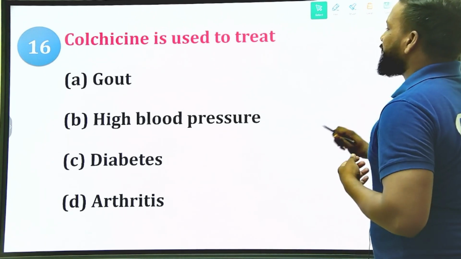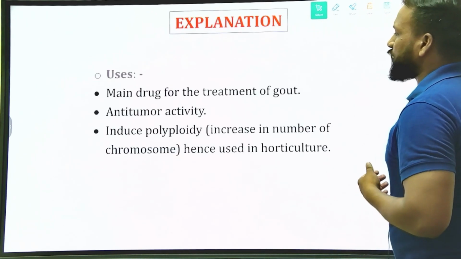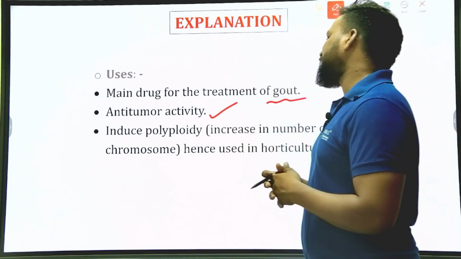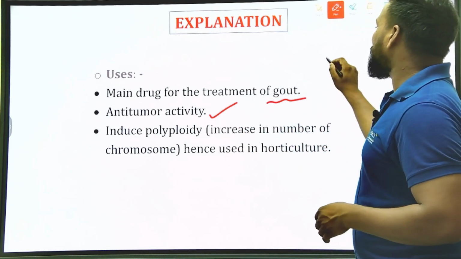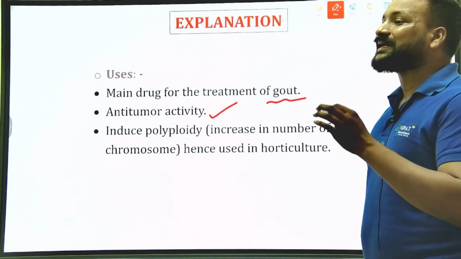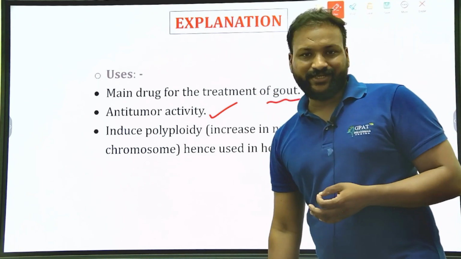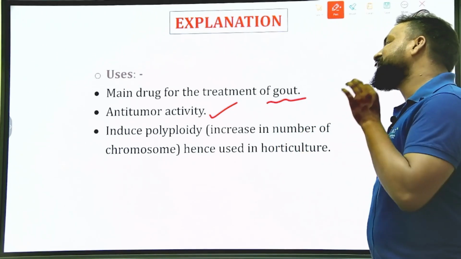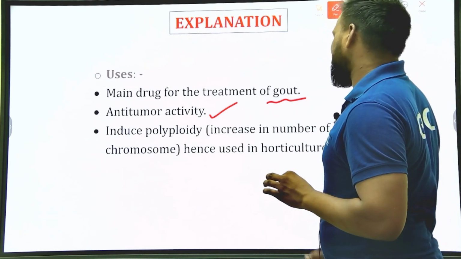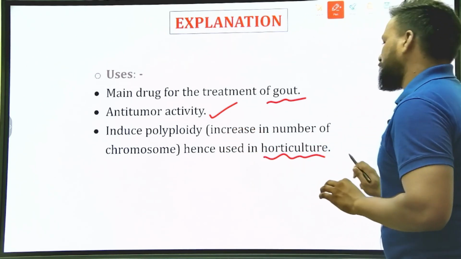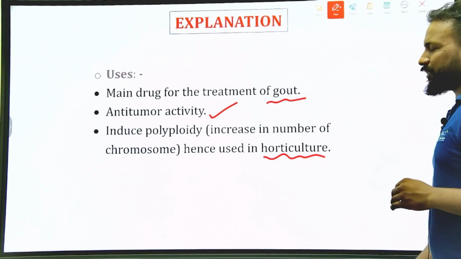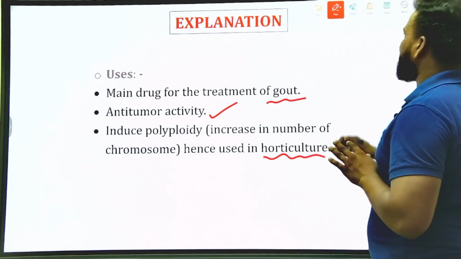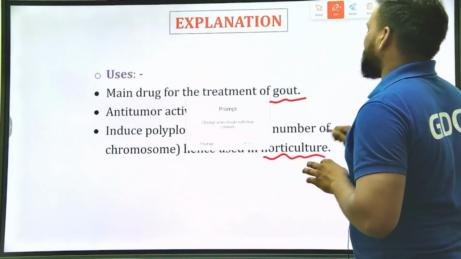Okay, let us see. It is used in the treatment of gout. Colchicine is mainly used in the treatment of gout and also has anti-cancer property. And do remember, colchicine is the only natural polyploidy agent which can induce polyploidy. So it is one of the important natural polyploidy agents. Clear? So it is used in horticulture. It induces polyploidy to increase the number of chromosomes. That's the reason it is used in horticulture. That's it. Next question of this series.